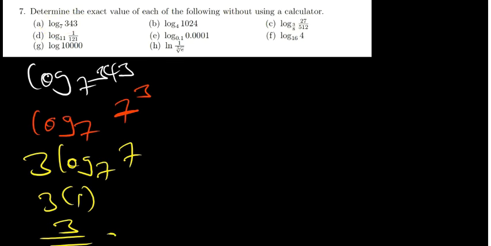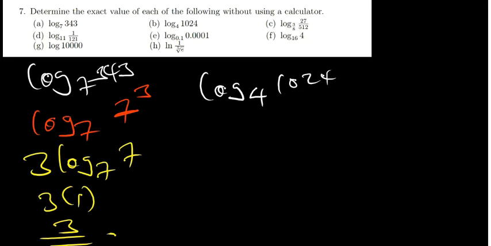Now let's go to part B. In part B, we have log base 4 of 1024. Now, how can we make it? If I do 4 to the power 2, that is 16. 16 times 4 is going to give me 64. 64 times 4 is going to give me 1024.